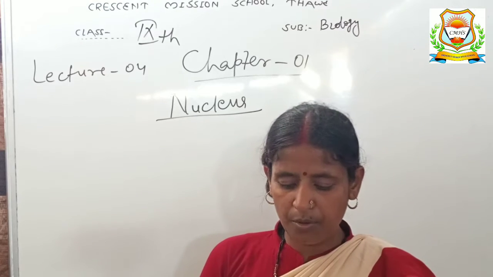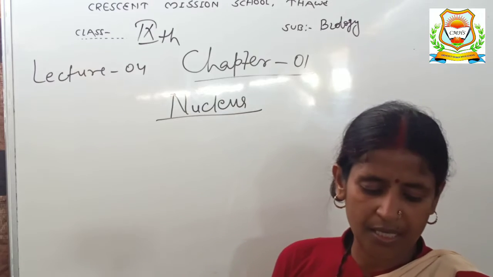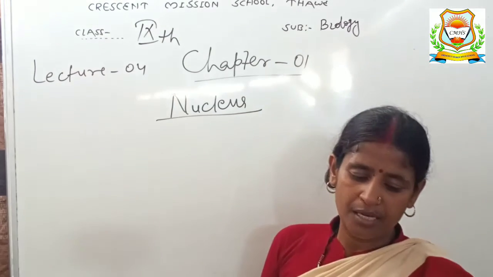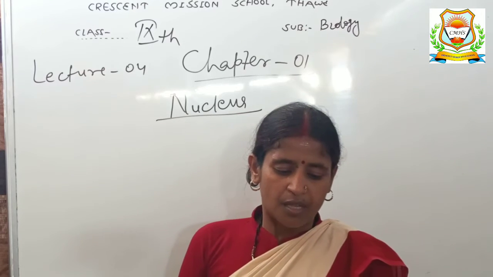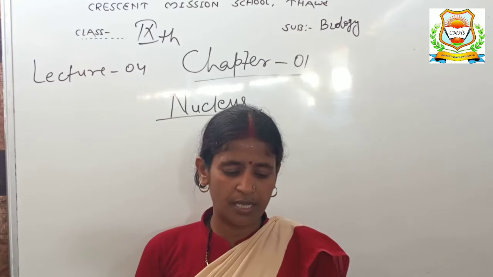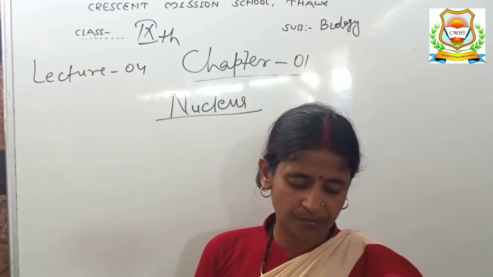In bacteria and blue-green algae, a true nucleus is absent, but nuclear material is present. The nucleus is absent in mature mammalian RBC and in the sieve tube cell in phloem tissue of plants. The size of nuclei varies from 5 to 25 micrometer.